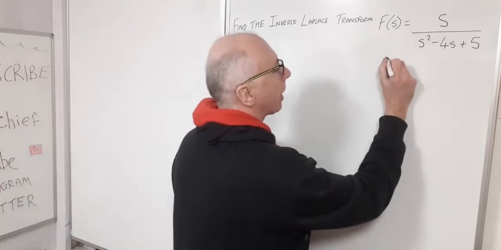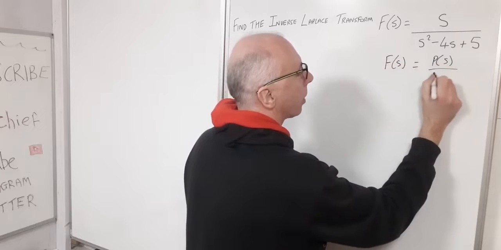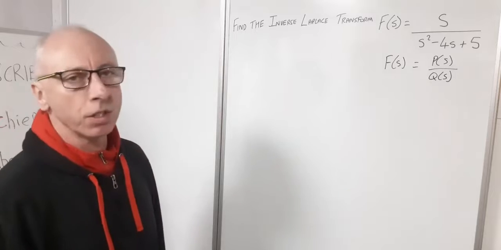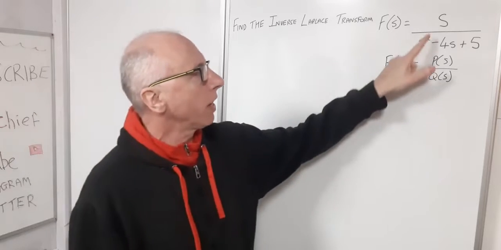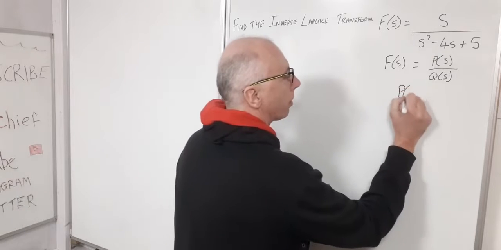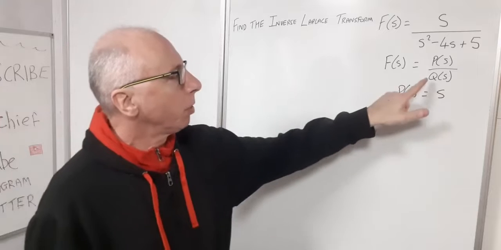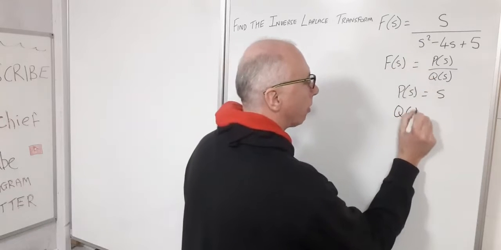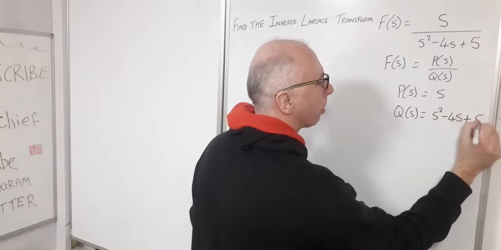So breaking my F of s into P of s over Q of s. That's something I always like to do with these style of questions. And then I work with each part individually. Here, P of s is just s, so that's pretty straightforward. So at the moment, I'm limited to what I can do here. But my Q of s, I'm going to let that equal my denominator, which is s squared minus 4s plus 5.